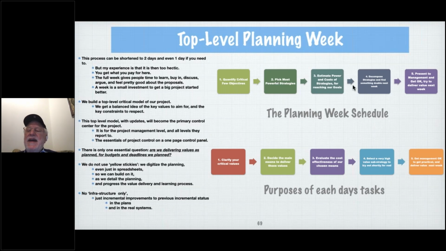So here again are the days. I just went through what we do. Here's the purpose of each day, like why are we quantifying the values? We want to clarify our critical values. Why do we pick these powerful designs and strategies? Because we want to decide on the main architecture. Why do we do the impact table on the 3rd day? Well, we want to get a look at the cost effectiveness and make sure it's not insane. Why do we decompose strategies and at least find the first thing we can do next week? And what we're trying to do is select a very high value to cost sprint so we can get going next week and do something real. And why do we present to management? And so that, well, we can blame them if it doesn't work, okay?